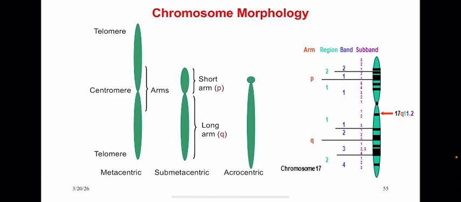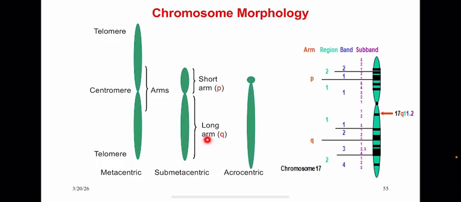So let's look at the morphology of chromosomes. Chromosomes have 2 parts, like upper and bottom parts. The tips have the telomeric regions, and the center part is the centromere. The 2 parts are the arms, and the arms are not always equal. You can have a short arm and a long arm. The shorter arm is called the P arm, and the long arm is the Q arm.